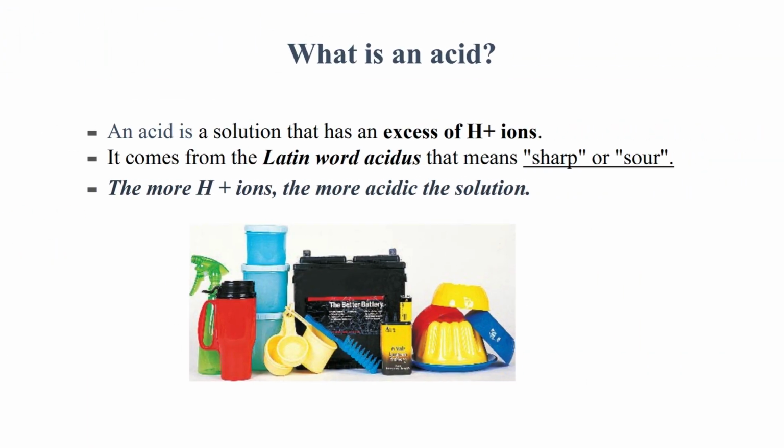What is an acid? Well, an acid is a solution that has an excess of H+ ions. The word itself comes from the Latin word acidus, which means sharp or sour. And here's a key point to remember: the more H+ ions a solution has, the more acidic it becomes.